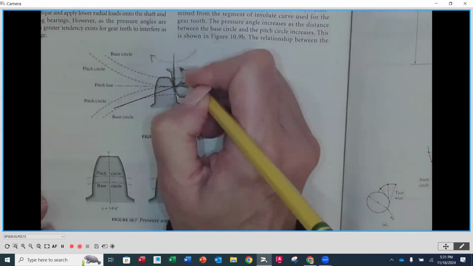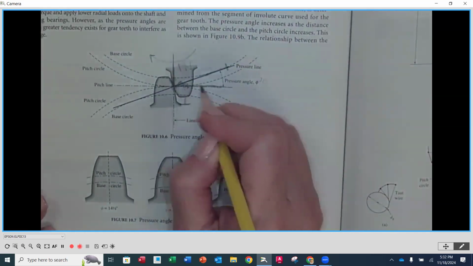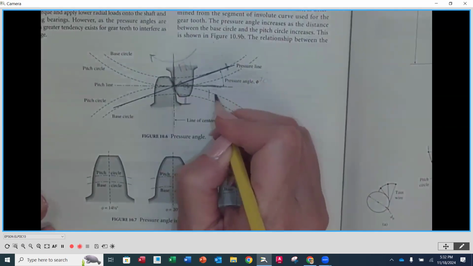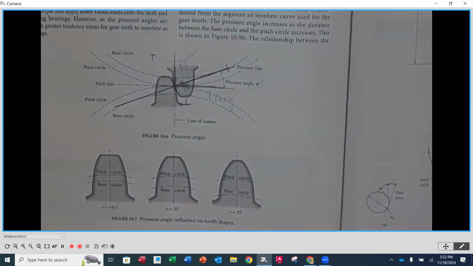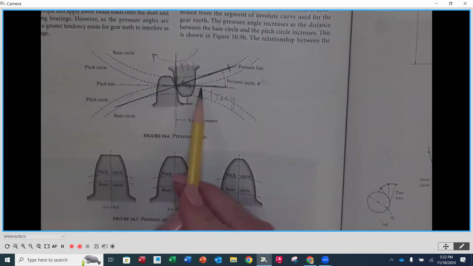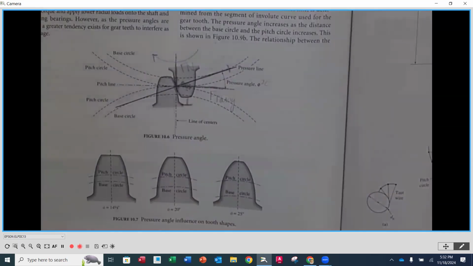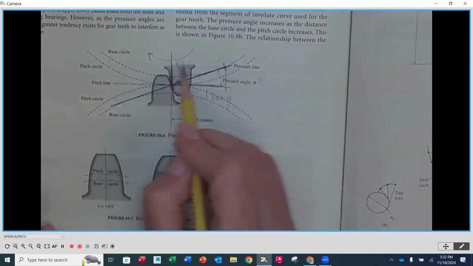The one that's coming down is called the normal force, and the one that's coming in perpendicular is going to be the tangential force. Okay, the tangential force and the normal force. You don't have to worry about this. We're not going to be calculating these, but I think it's important for explaining these three pressure angles. So if we start at our 20 degrees, this would have a tangential force and this would have a normal force.